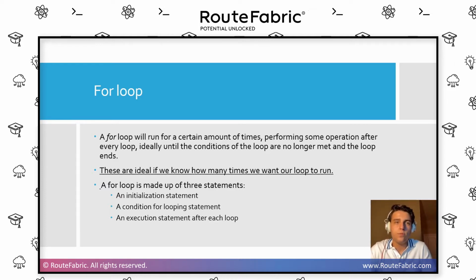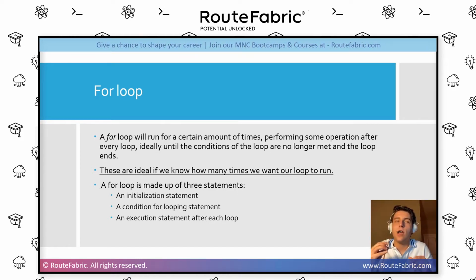So a for loop is made up of three statements. An initialization statement in which we set the value of the variable, and then a condition for looping statement. This is where we say the loop is going to run as long as this condition is met, and as soon as the condition is not met, the loop is not going to run. Then an execution statement after each loop.